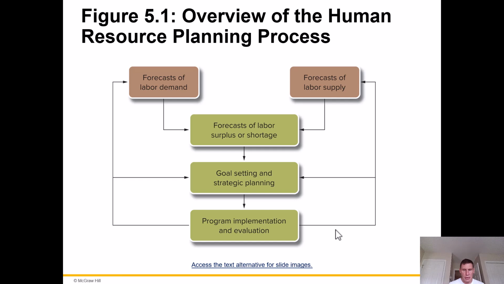So this is a quick graphical overview of this process. So we've obviously got labor, like anything else, there's a market for labor. So we call it the labor market. Like any market, there's supply and demand. So we have a forecast of labor demand, what labor will we likely need, and then we try to forecast the supply, not always easy to do. And then we have forecasts of labor surplus or shortage. So there's too many people, which usually means lower wages, or there's few people, so that means higher wages, good for the workers. Goal setting and strategic planning, and then program implementation and evaluation.